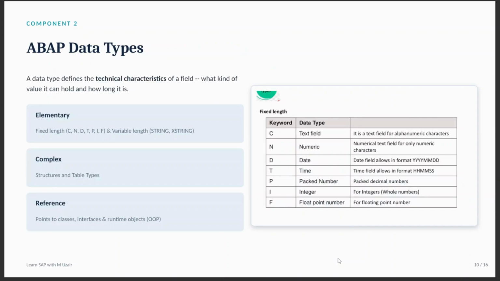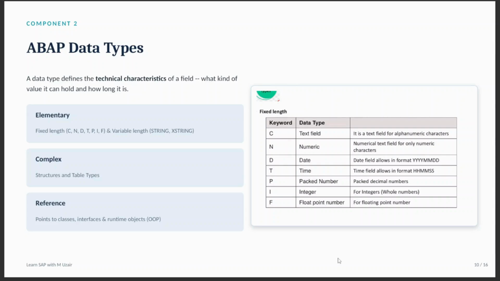Okay, now let's talk data types. A data type simply tells the system what kind of value a field can have. For example, a name like Babar Azam uses type C, character, text. An amount, 1 lakh rupees, uses type currency, and dates use D for dates.